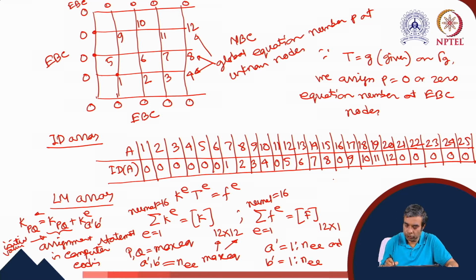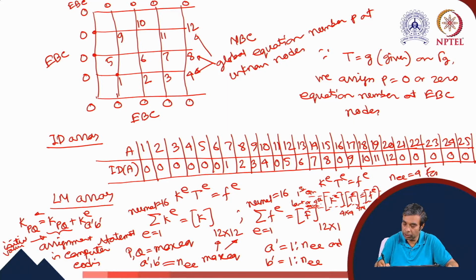So I have already shown that in KE TE equals FE, this is KE, this is TE, and this is FE. So this is a 4 by 4 matrix equation system, this is a 4 by 1 vector and so on. So we have 4 equations. So this is the first equation, and this is the last, or fourth, equation. So for this case, NEE equals 4.